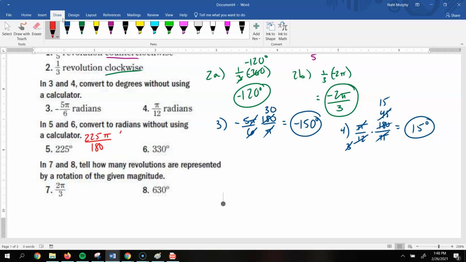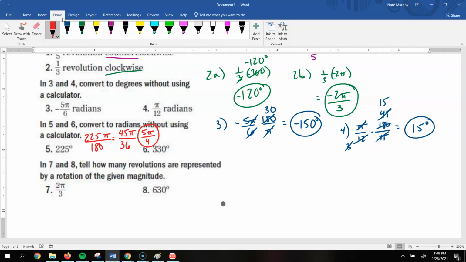And 225 divided by 5 would be 45. So we'd have 45 pi, and 180 divided by 5 is 36. Now that's not reduced completely, that's just reduced once. So now I see that 9 goes into these, so 9 goes into 45 5 times, and 9 goes into 36 4 times. And that can't be reduced. So 225 degrees is the same as 5 pi over 4.